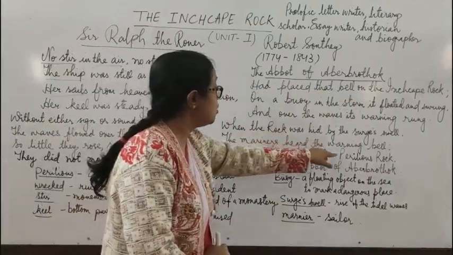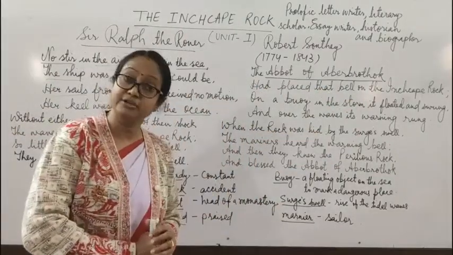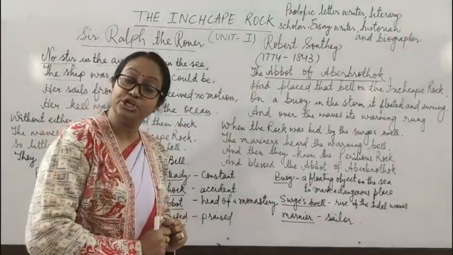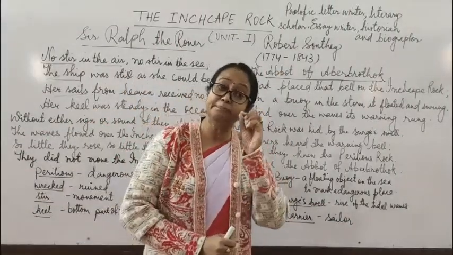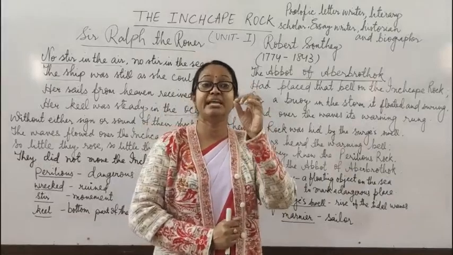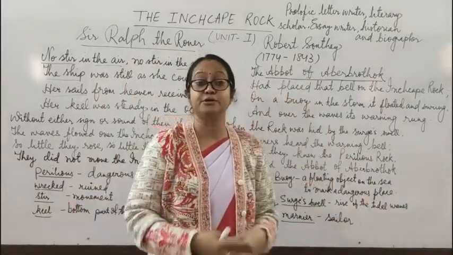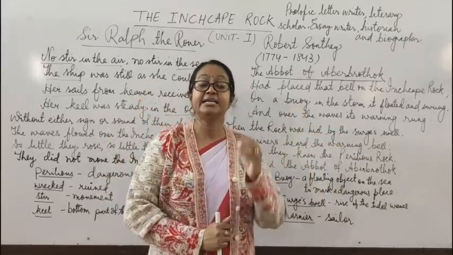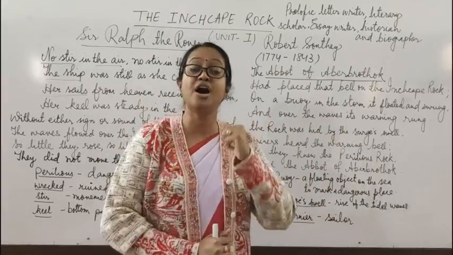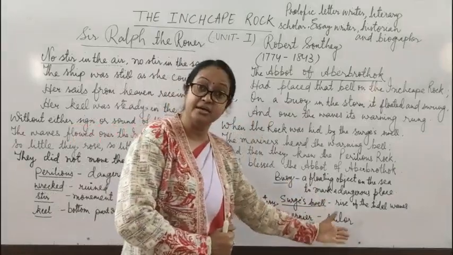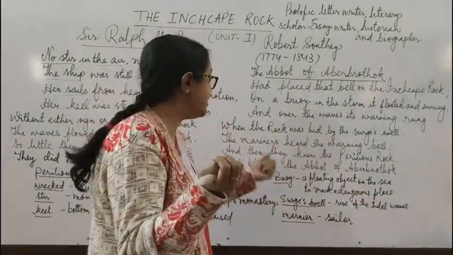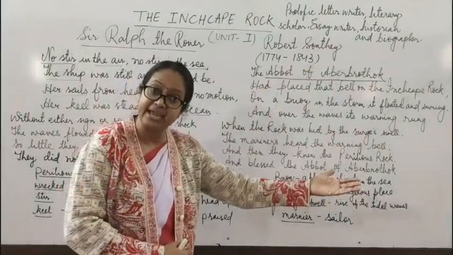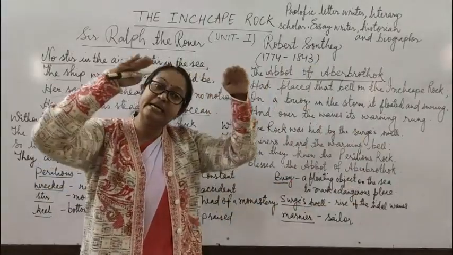The mariners heard the warning bell. So how did this bell function? What was the work of this Inchcape bell that was tied by the abbot to the Inchcape rock? The bell used to mark as a warning bell. When there used to be high tides and there used to be rough water, that used to push the bell, and the bell used to ring, and that used to warn the mariners. Mariners means the sailors. So that used to give a warning about the danger ahead, because the rock used to get completely covered with water.